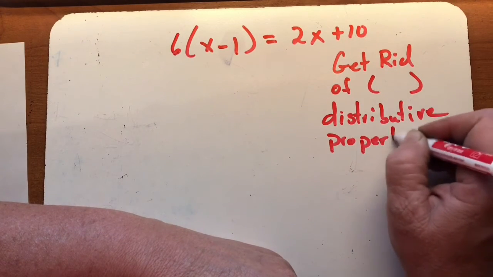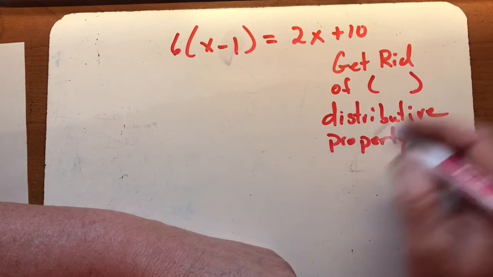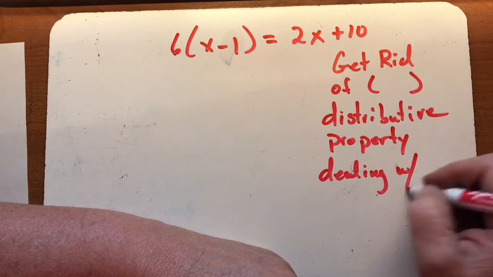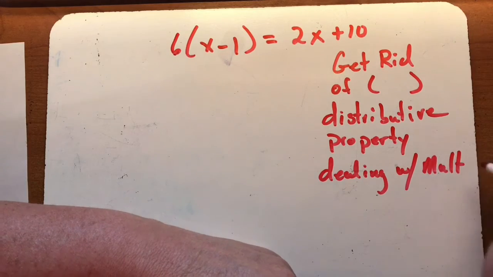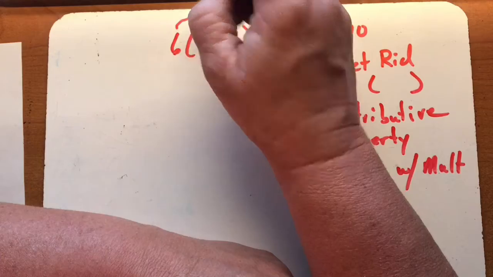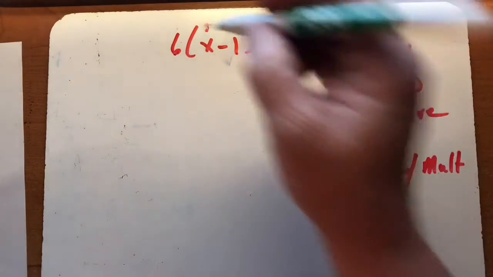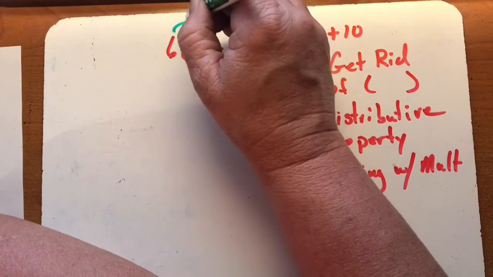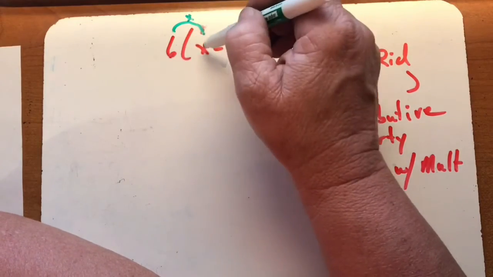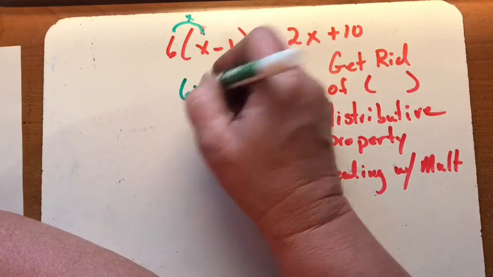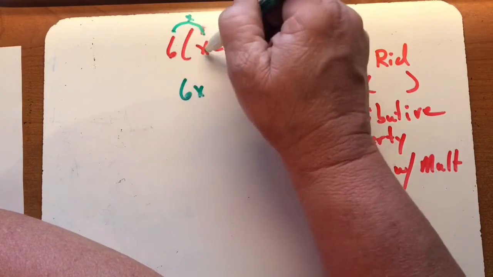What does that mean? It means deal those cards by multiplication. We're dealing with multiplication. So what that means is we're going to take this 6 and multiply it to the x. So 6 times x, well, I don't know what x is. That's just 6x. And then we're dealing the 6 to the 1.